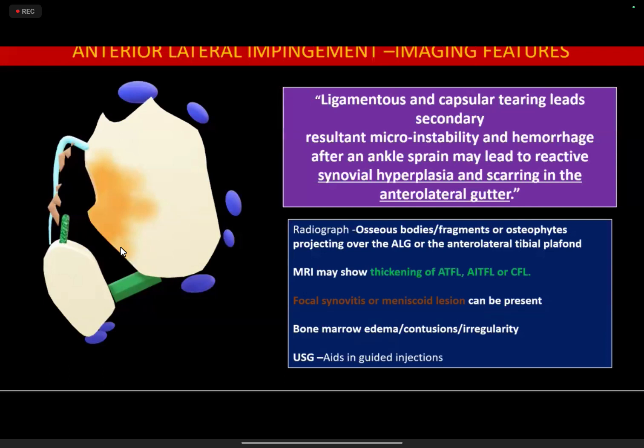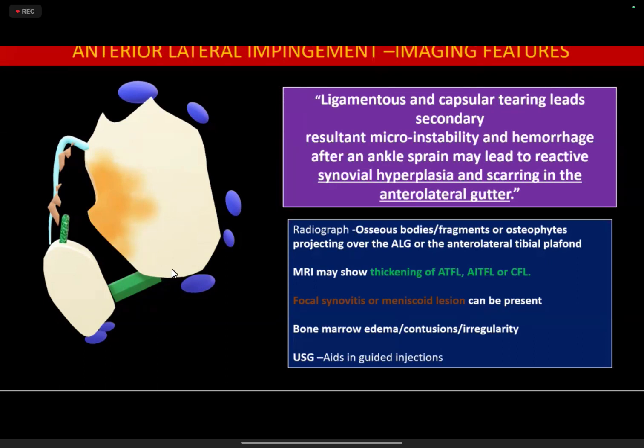On a radiograph, we can see any osseous bodies, loose fragments, osteophytes which are projecting over the anterior lateral gutter. We can see thickening of the ATFL, AITFL, or CFL, which are chronically remodeled. We can identify focal synovitis or meniscoid lesions. On MRI, we can assess bone marrow edema, contusions, and irregularity.